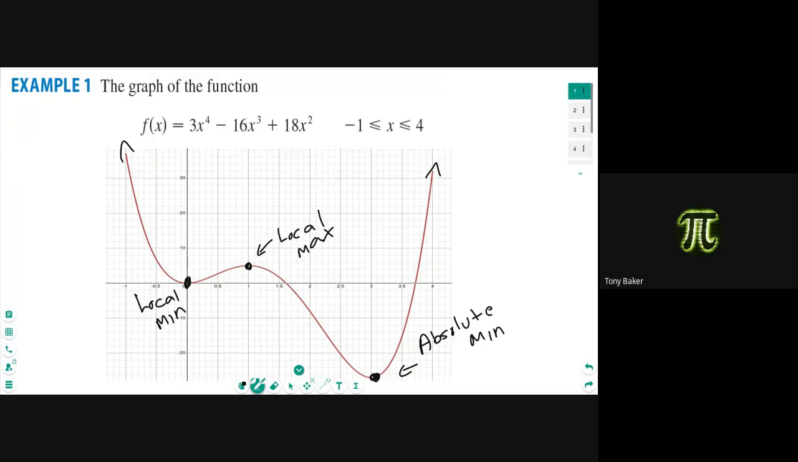In pre-calc or algebra 2 or college algebra, you probably found minimums and maximums, but they were for quadratics. Or if you found it for anything else, you're basically estimating where they were using a graphing calculator to find it. So today we're going to start using calculus to be able to find them.